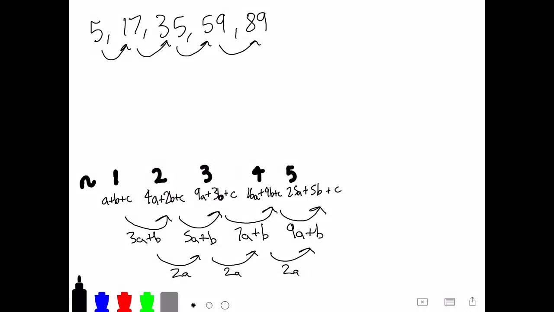So, this is 12. This is, hold on, let me work it out. I'm not that good at maths, and I'm joking. This would be 24, and this is 30.